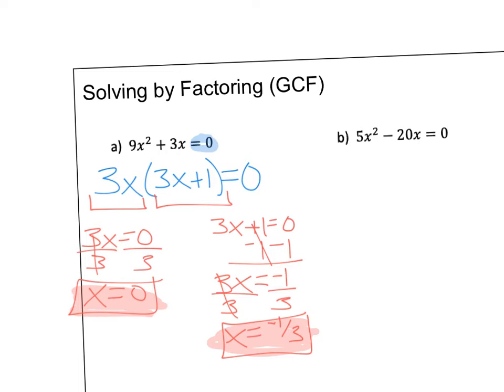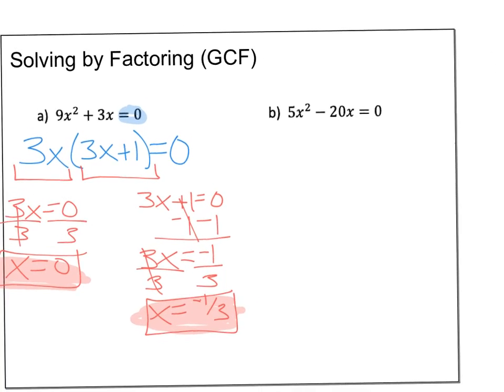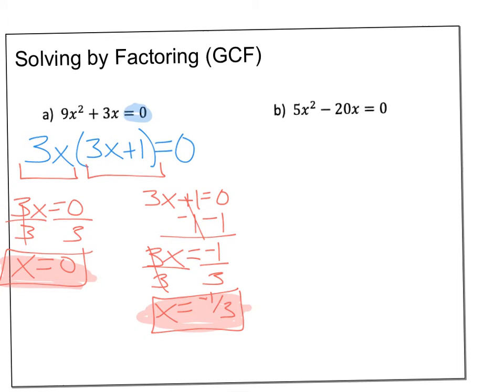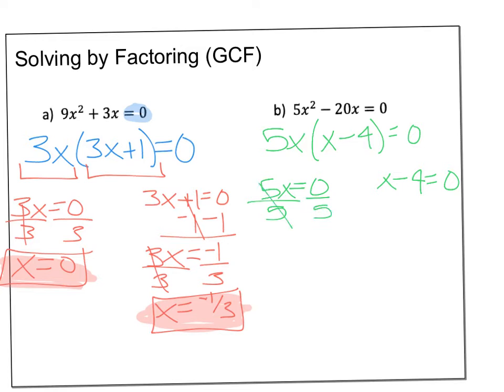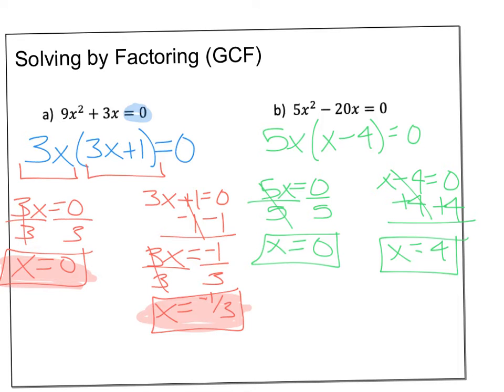All right, we're going to do the same thing on this next problem. We're going to factor using the greatest common factor first, and then we're going to set both pieces equal to 0. So I'm going to factor out 5x, leaving me with x minus 4 equals 0. So I have 5x equals 0. X minus 4 equals 0. So I'm going to divide both sides by 5. So I get x equals 0. And then I'm going to add my 4. Get x equals 4. So for this quadratic, we cross the x-axis at both 0 and 4.